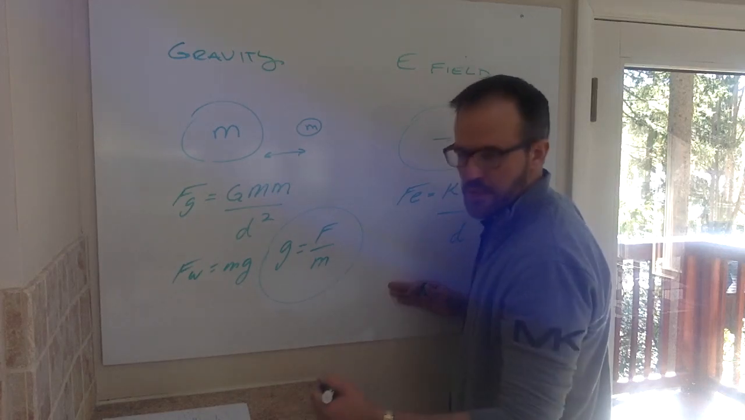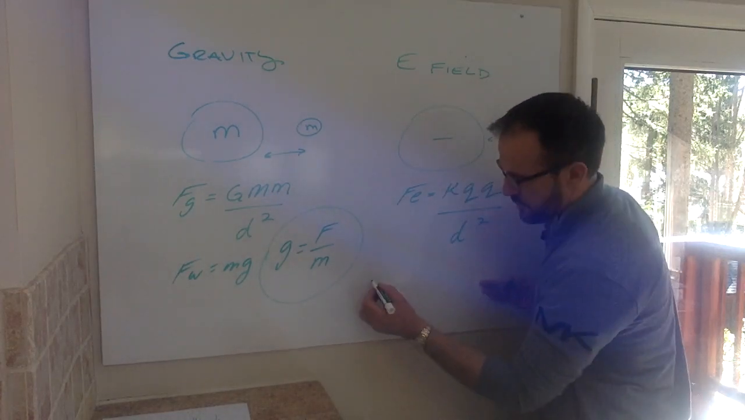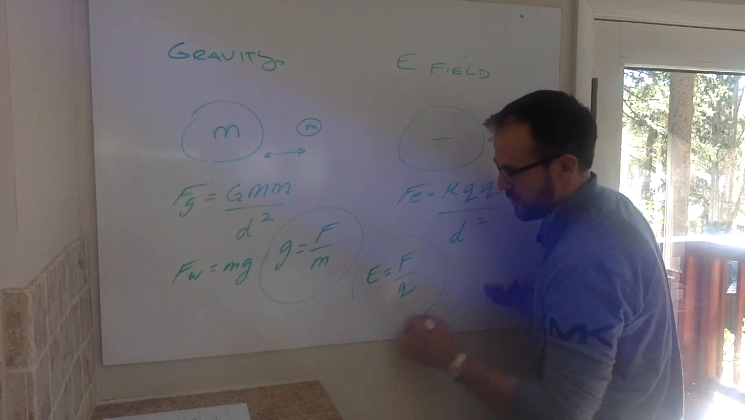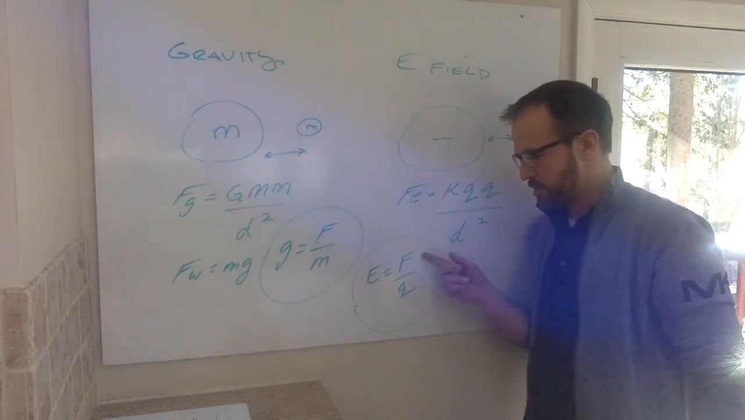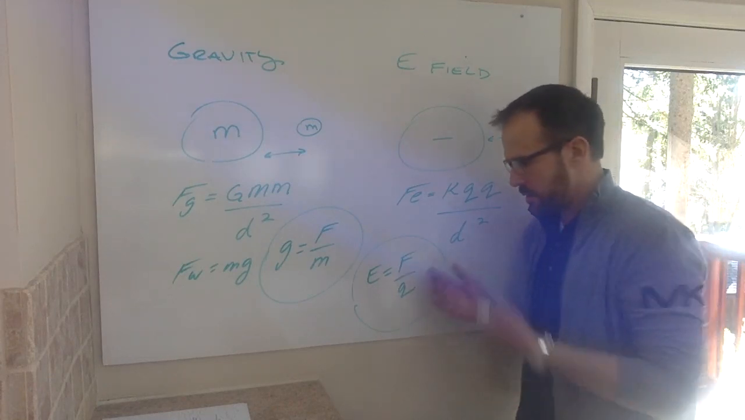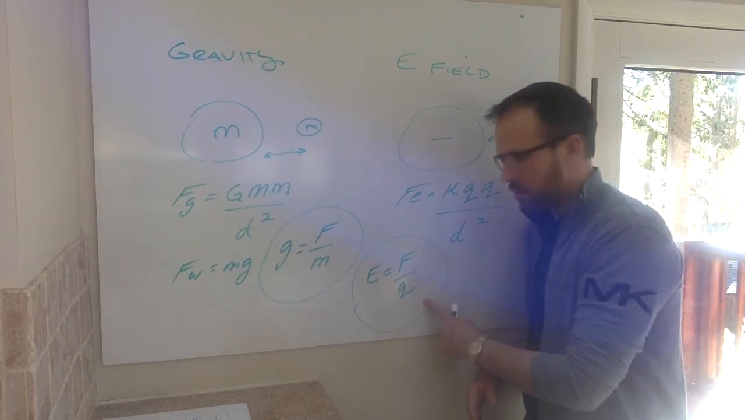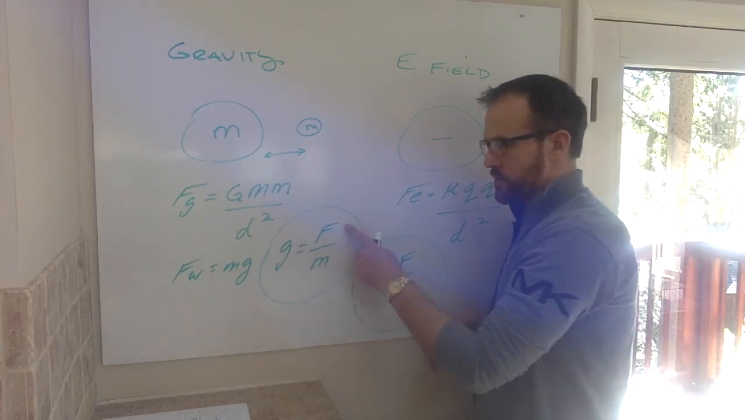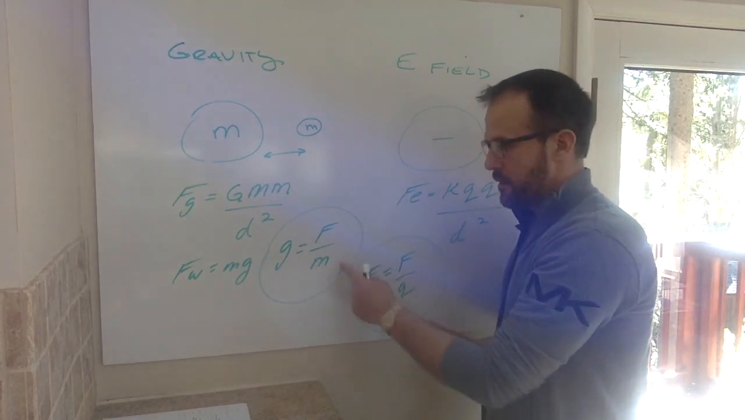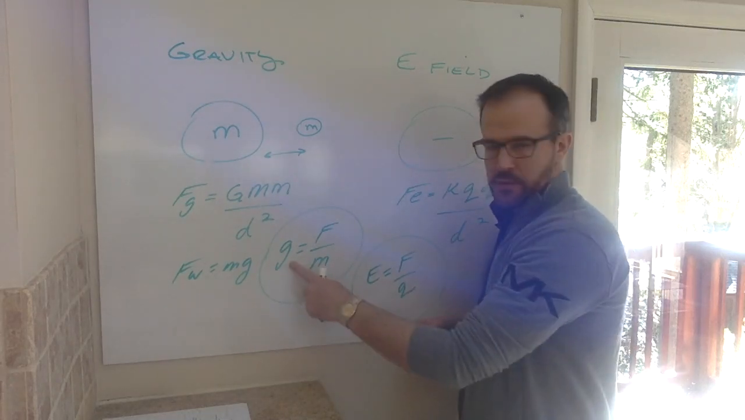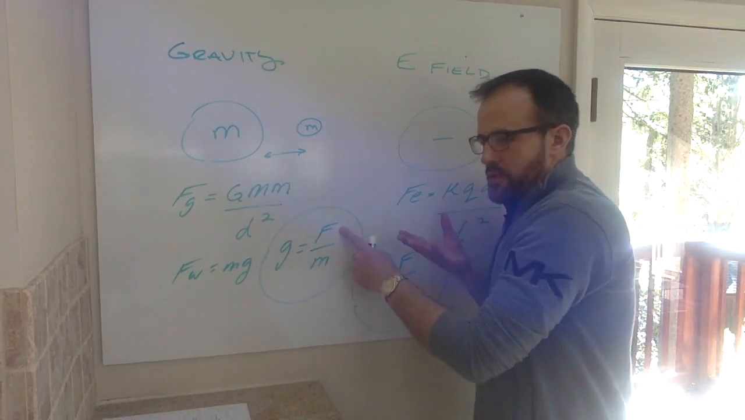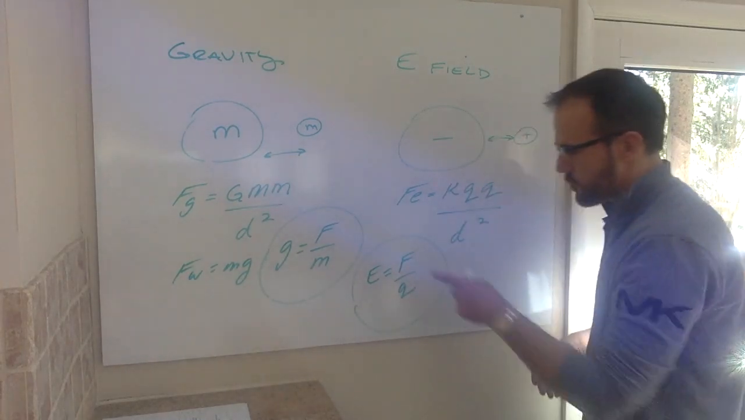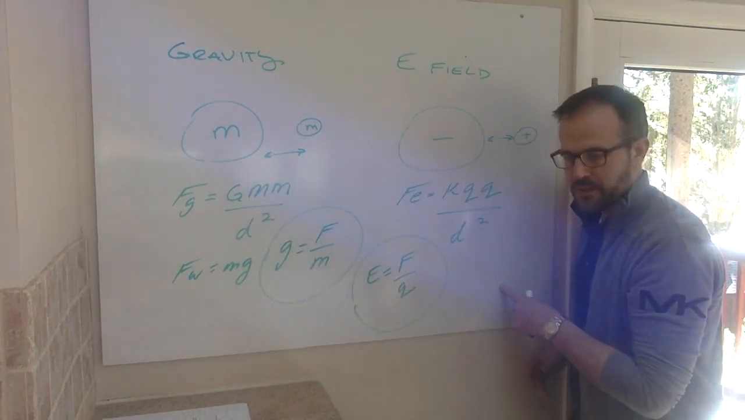Real similar with the electric field. An electric field strength is a force on a charge. So it's how strong the force is on a given charge, and that's described in newtons per coulomb. It's real similar to gravity. We did what's the weight of a mass? If we're on the moon, where the gravity field is less, there's less force on a mass. That's just describing the gravity field. So the E field is really just doing the same thing.